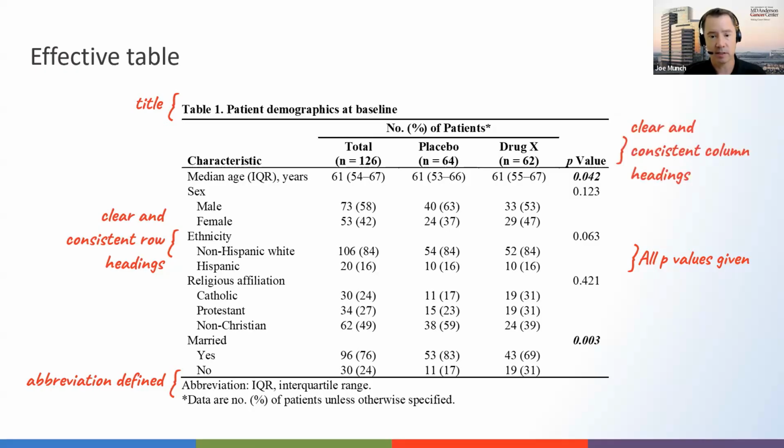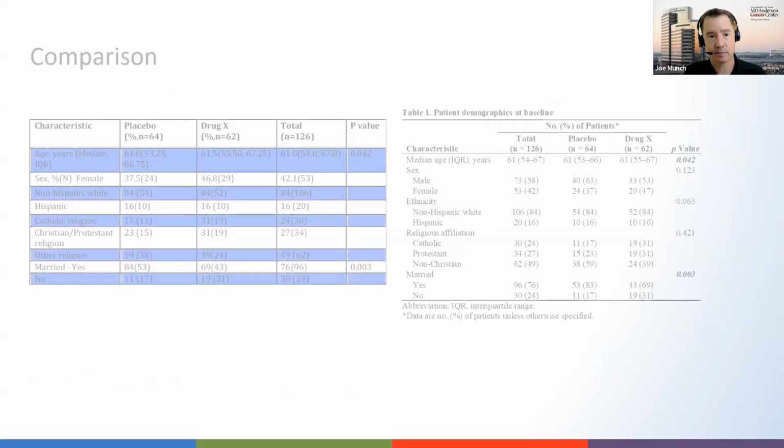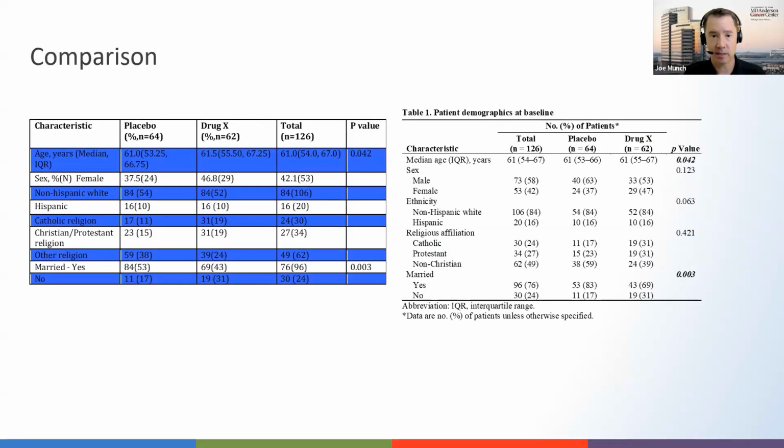The column headings are consistent in the way in which they indicate the types of data shown. And a straddle heading over the second through fourth columns clearly indicates that the data are given as the number of patients percentage. The accompanying footnote clarifies that this is the case unless otherwise specified. Shown side by side, it's easy to see which table provides clear, complete information.